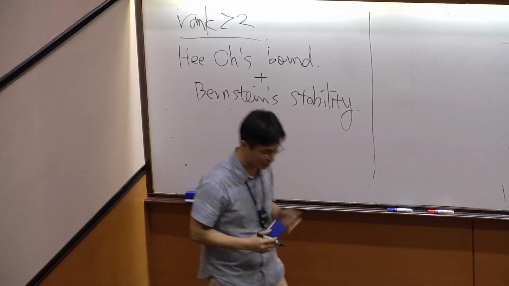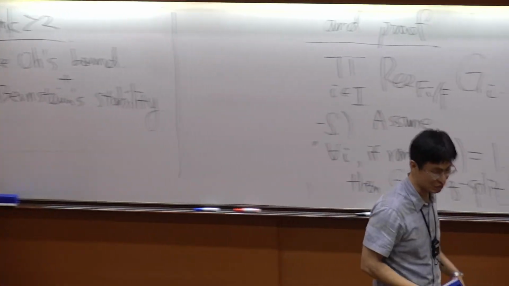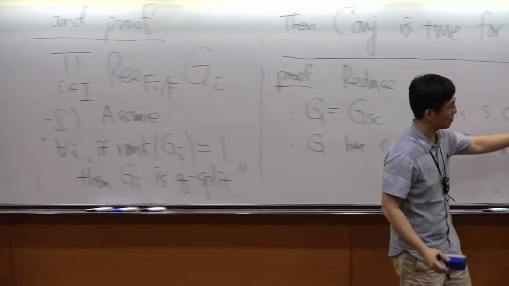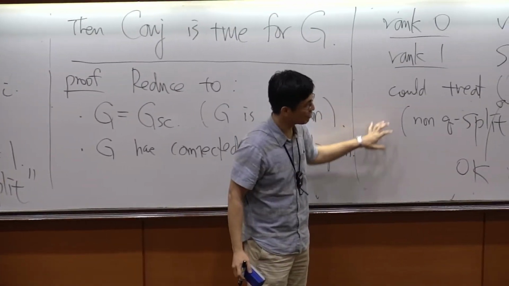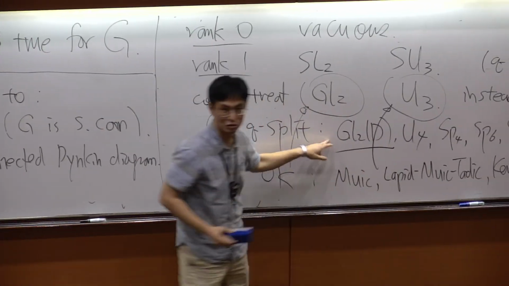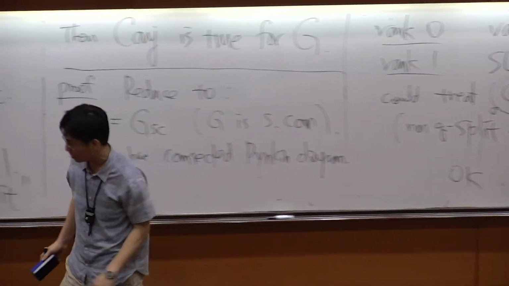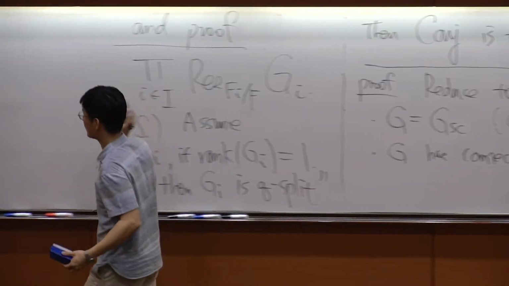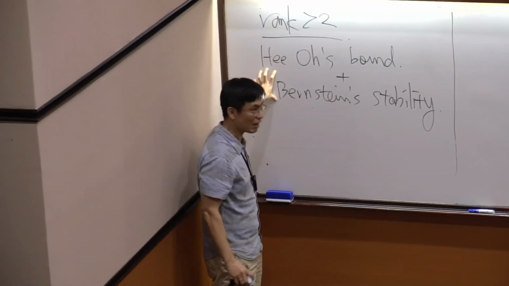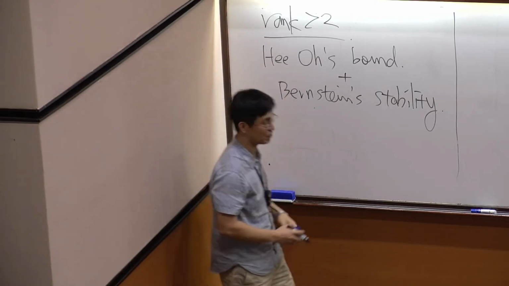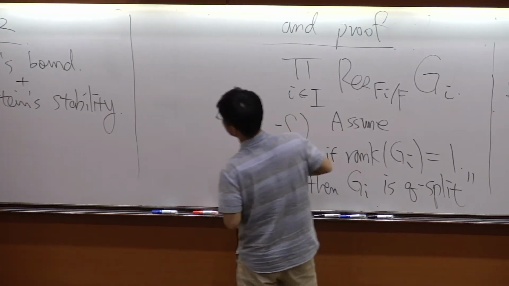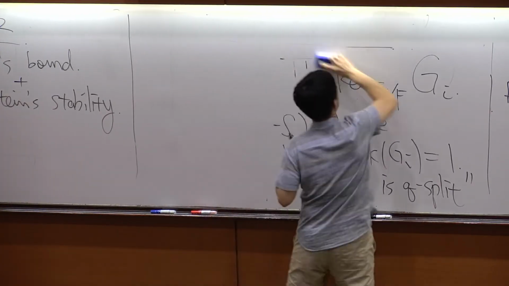In this argument, an important point is that nowhere do we use classification results. In rank 1, we had to resort to such results, so we missed some cases. In fact, the GL2(D) case should follow. Actually, it does follow. GL2(D) is fine, but other cases, who knows. But in the higher rank case, we can use these two ingredients to completely answer the question. So let's see how this works.